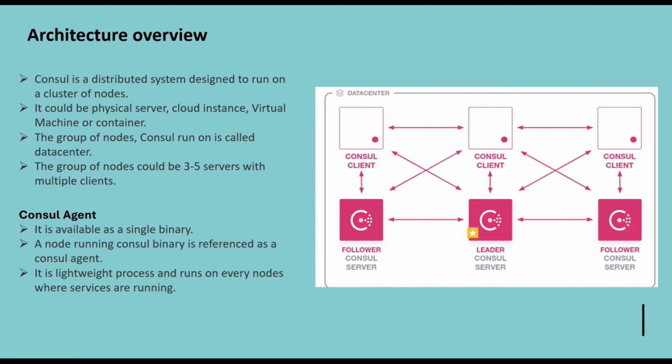Consul is a distributed system designed to run on a cluster of nodes. It could be a physical server, cloud instance, virtual machine, or container. Whatever system you are running the Consul binaries on, whether a physical server, a virtual instance on a hypervisor, or an instance running in a cloud like AWS, GCP, Ali Cloud, or Azure, the group of nodes Consul runs on is called a data center.